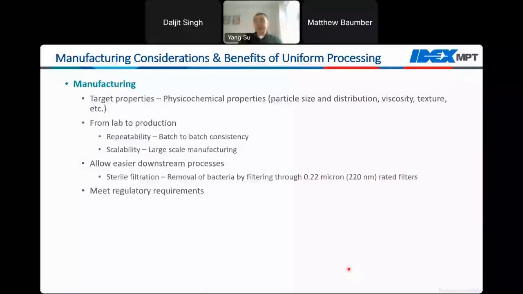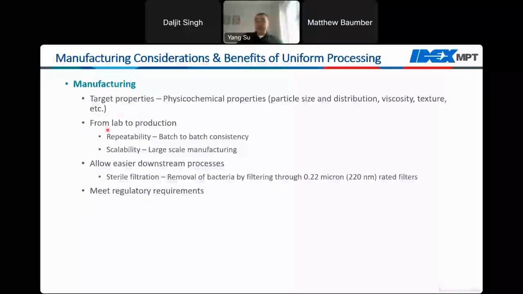Now, before I move on to talk about applications, I just want to quickly use this slide to discuss some of the considerations when you choose your manufacturing process and develop your product and processes. I would say, obviously, the most important things are the target properties, especially the physical chemical properties. When we're talking about nanomaterials and nanotechnologies, particle size and size distribution are probably the most important thing, or at least one of the most important things, because you need to be able to achieve a certain size and maintain that good size or narrow size distribution. And often when you achieve a certain size and distribution, it will also lead to desired properties for the product, such as viscosity, texture, etc.